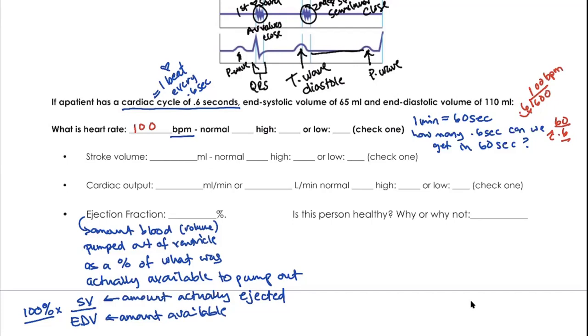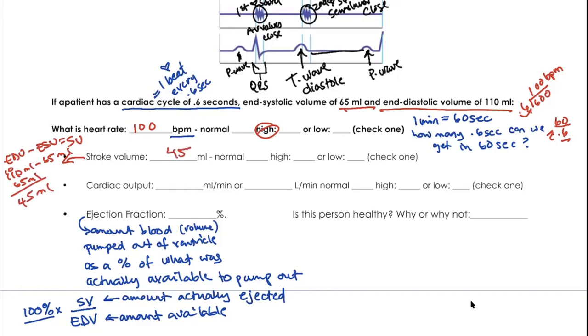It's a tad bit high, I would say. It's on the quote normal spectrum. In my opinion, it would be a little bit high, but still considered normal. Stroke volume, it's telling you the end diastolic volume is 110, right? So it's end diastolic volume minus end systolic volume. That's what stroke volume is. And so end diastolic volume is 110 minus 65. And so if we subtract 65, we get 45 mLs.